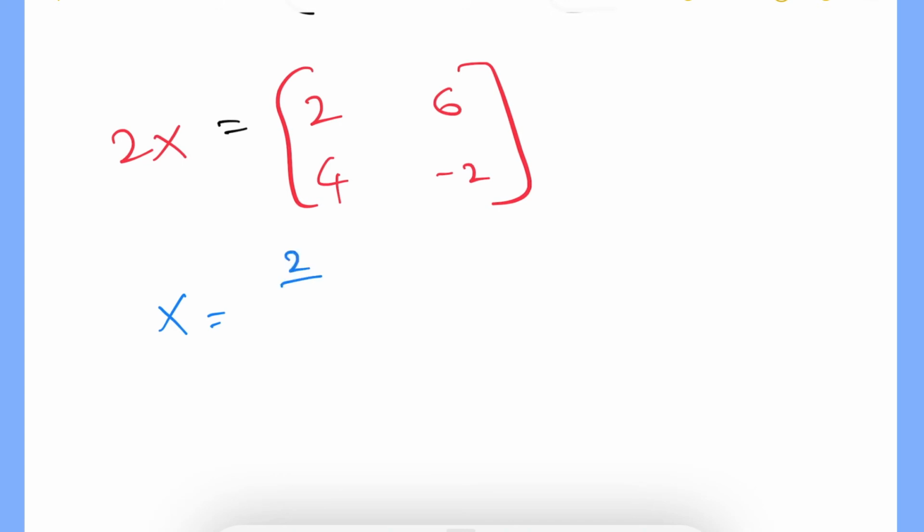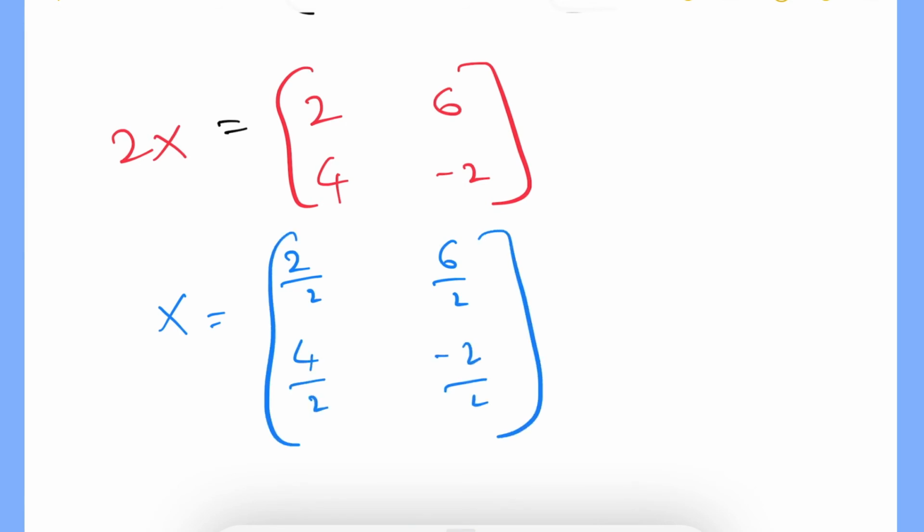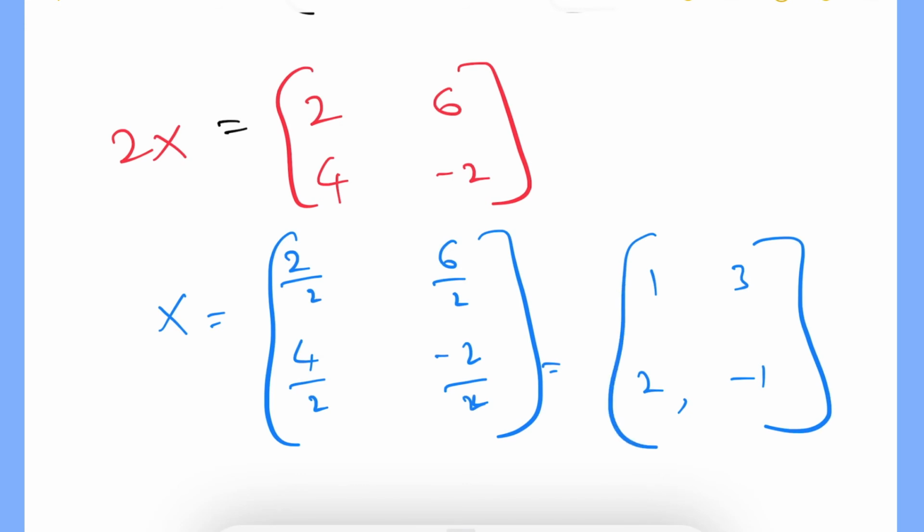So 2 by 2, 6 by 2, 4 by 2, minus 2 by 2, then we get the answer as 1, 3, 2, minus 1. So finally the X value is 1, 3, 2, minus 1.